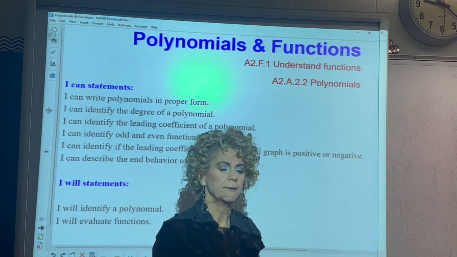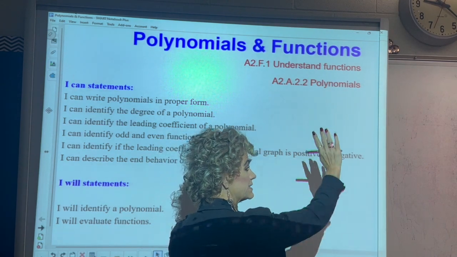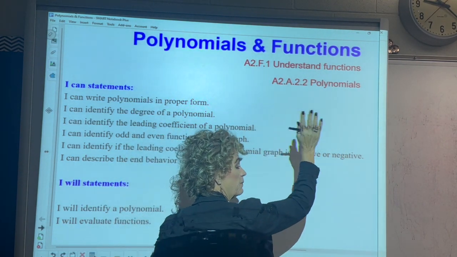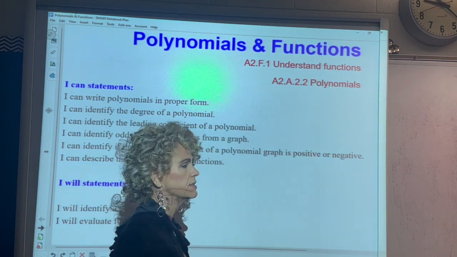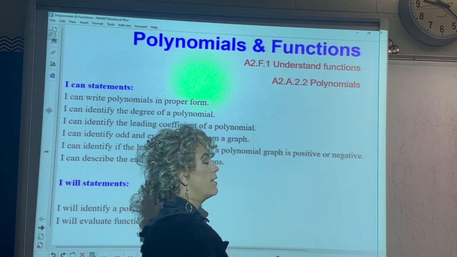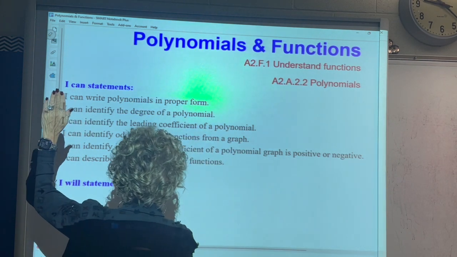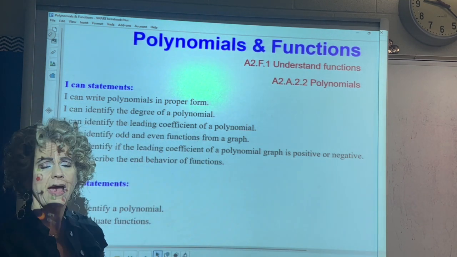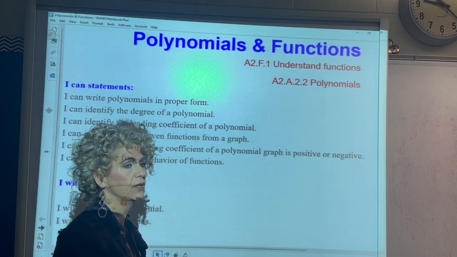An odd function, if the right side is going up and the left side is going down, you have a positive leading coefficient. Okay, the ends are going in separate directions. Now, if you have a negative leading coefficient, then the left side is going up and the right side is going down. That will happen each time, every time, all the time with an odd function with a negative leading coefficient.